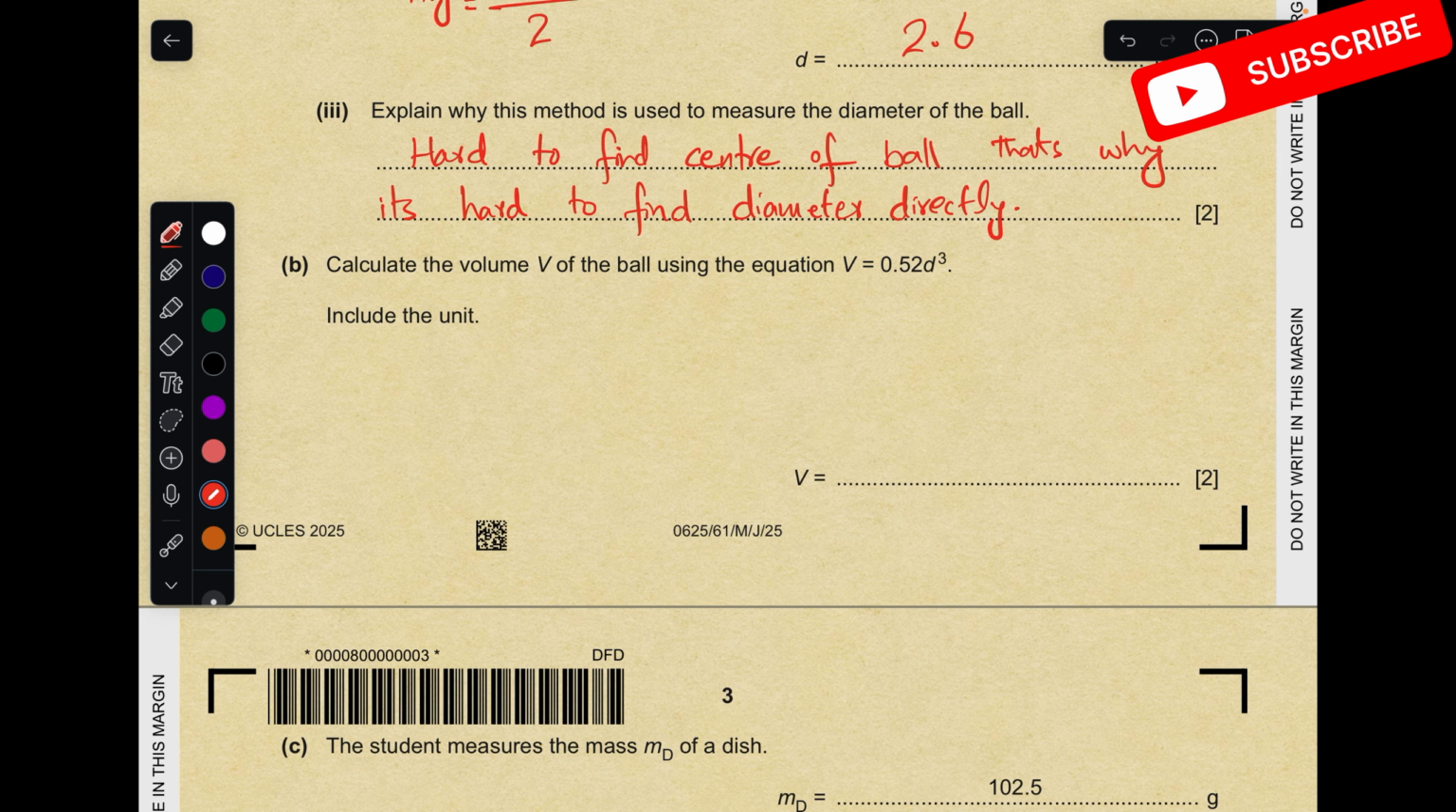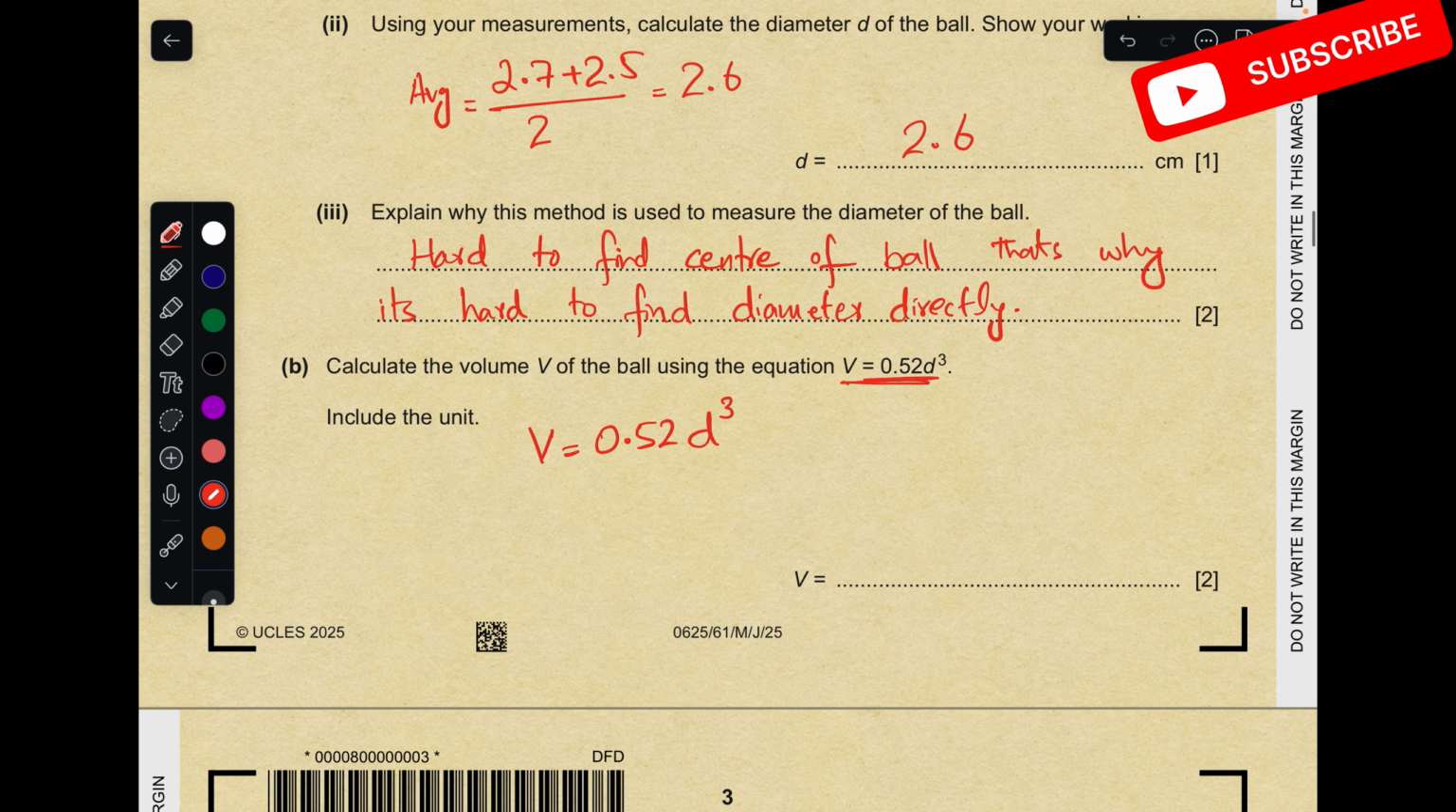Calculate the volume of the ball, and the equation is given. You don't have to act smart by using the volume of the sphere or something. They have given you the relation. So V is equal to 0.52 d cubed. What is d? You have calculated above, that is 2.6. So it is 0.52 times 2.6, and you have to take the cube of it. It will give you 9.13. And you have to be careful, they're asking about the units as well. So volume is in centimeter cubed, because d was in centimeters.